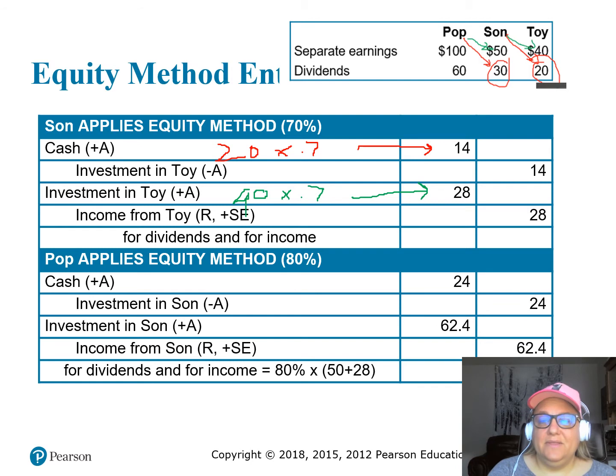Okay, so the next thing we look at here is pop doing the equity method. Remember that pop is going to be dealing with son here. So pop has got to take in the cash dividends that son paid out. If son paid out dividends, pop is an 80% shareholder, so pop gets to take in their portion of the dividends. So they'll take the 30, which is the dividend son paid out, and multiply it times 80%.